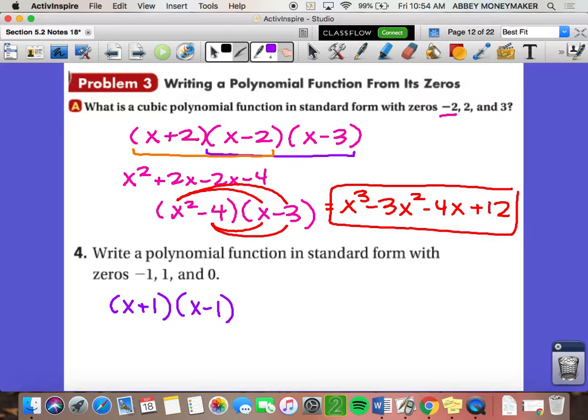Yes. Good job, guys. Okay. Could you write x plus 0 as a factor? I mean, you could. But what's anything plus 0? Itself. Not anything times 0, anything plus 0 is just itself, right? So 0 is just represented by x.